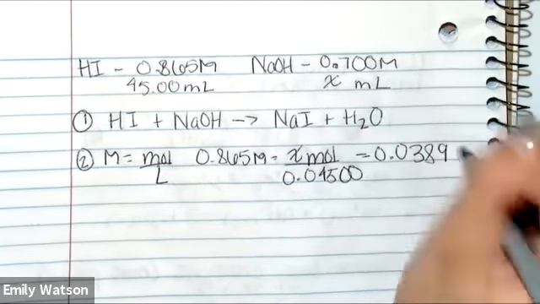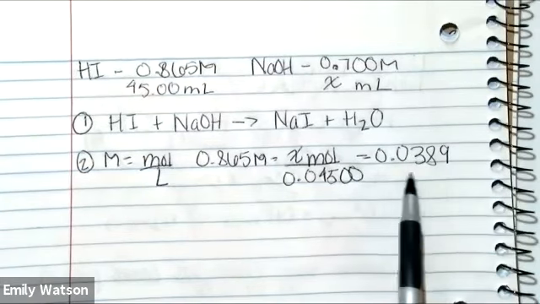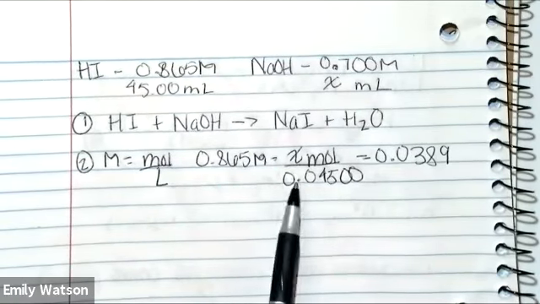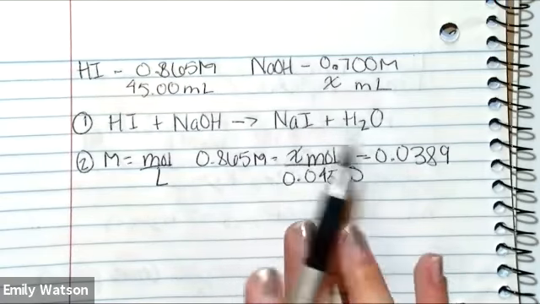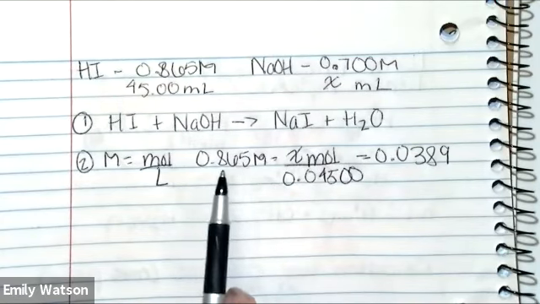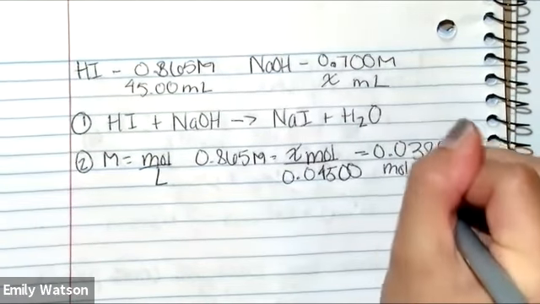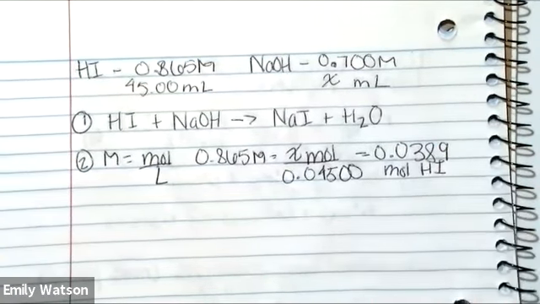3.89. Yes. Because of sig figs, 3 sig figs here, 3 sig figs here. There's 4 here, but since we're doing division, we go with the least amount. Least amount is 3, so it's 3. And that is moles of hydroiodic acid.